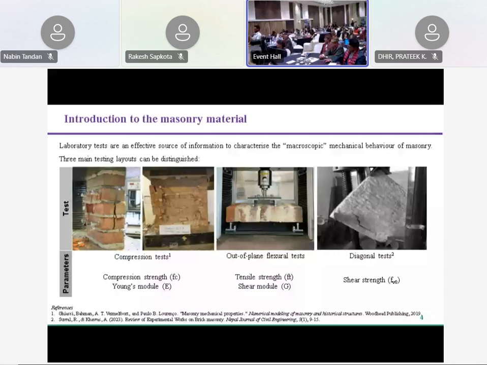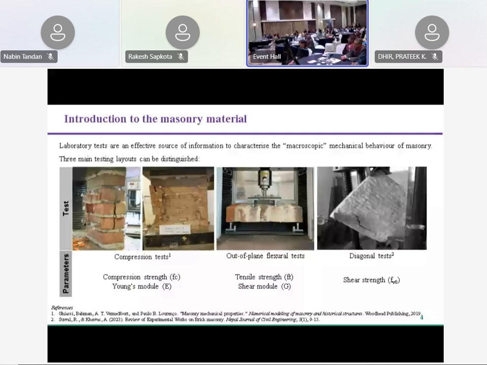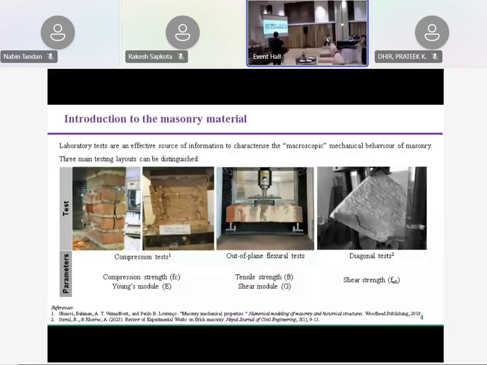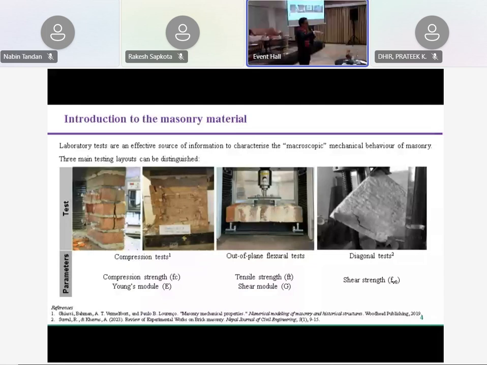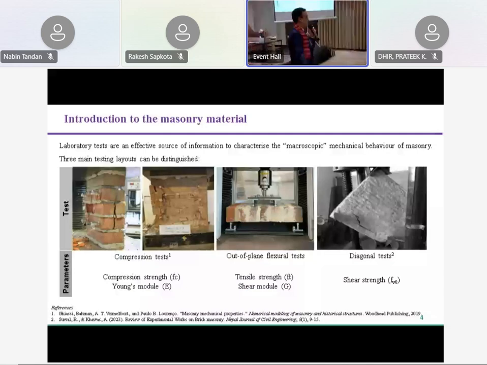And what I want to stress is that all these parameters are macroscopic. What does it mean? They are not directly related, or they are related, but they are not representative of bricks and mortar. They are representative of masonry, right? This is important as a basic starting point to try to model masonry construction, masonry buildings.